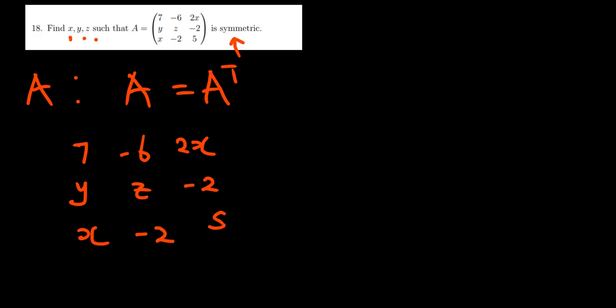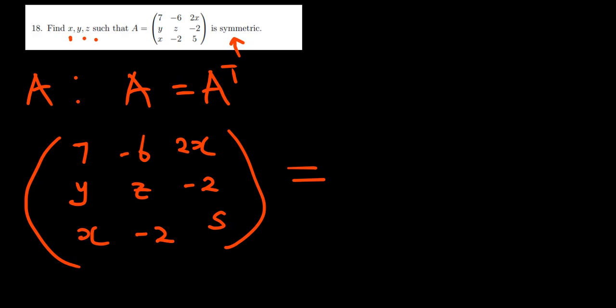So we are going to say A, which is 7, minus 6, 2x, y, z, minus 2, x, minus 2, 5. Okay, so this is our matrix A. We're going to say this is equal to the transpose of A. The transpose of A means we are interchanging the columns and the rows.